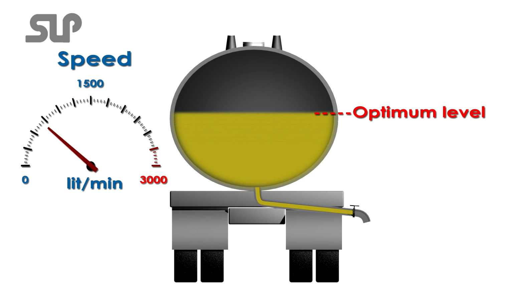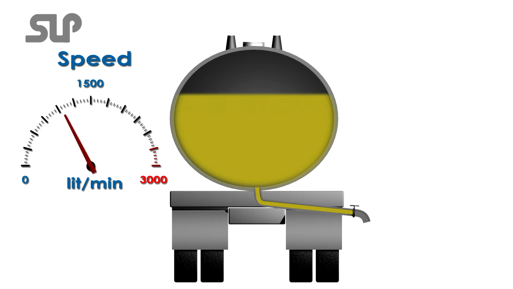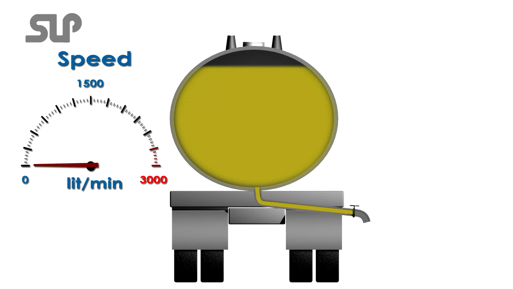When product reaches a level in the compartment where it can no longer create a splash, the gantry system will increase the pumping rate to its full speed. Normal full-speed loading rate is limited to no more than 2,500 litres per minute.